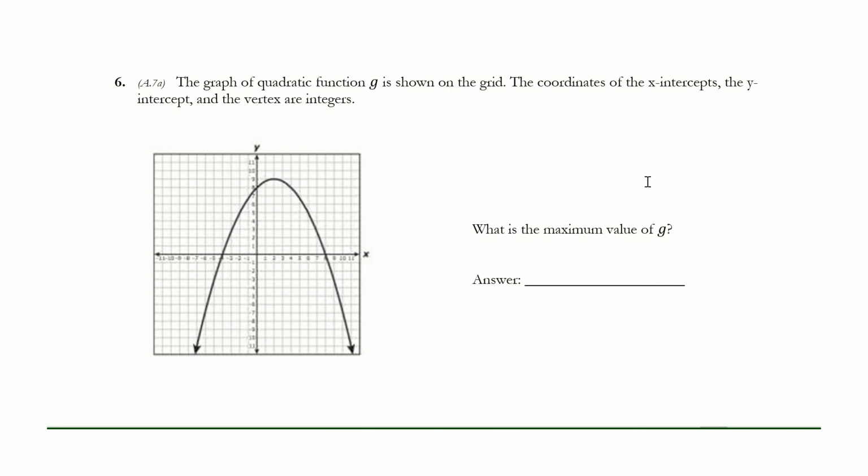Question 6. The graph of quadratic function g is shown on the grid. The coordinates of the x-intercepts, the y-intercept, and the vertex are integers. What is the maximum value of g? Answer.